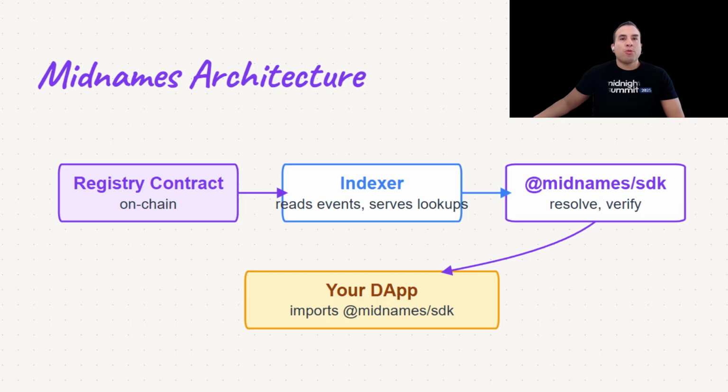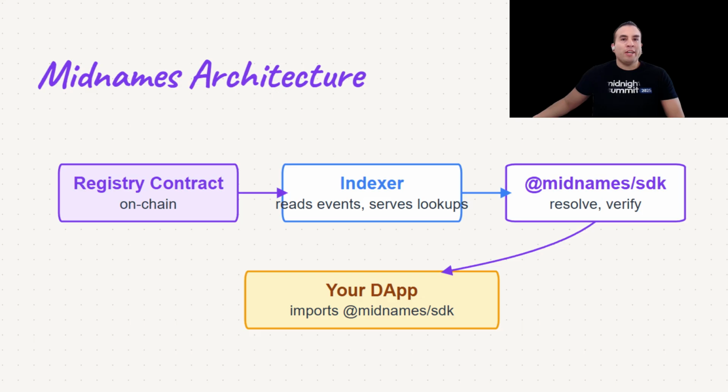Here is the three-layer architecture. Top row, left to right: registry, indexer, SDK. The registry is the smart contract on-chain. It's the source of truth, which domain points to which address. Writes go through it: registrations, profile updates, transfers. Those are on-chain transactions. The indexer watches chain events, builds a searchable database, and serves fast lookup over HTTP.